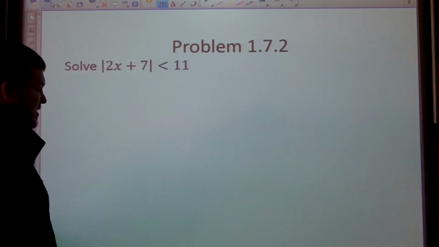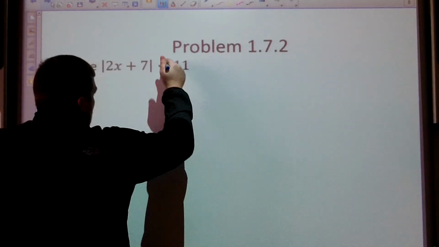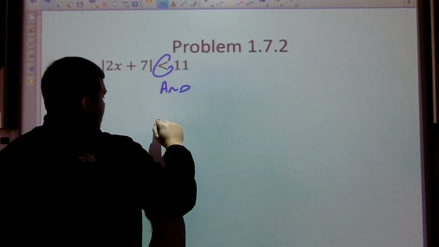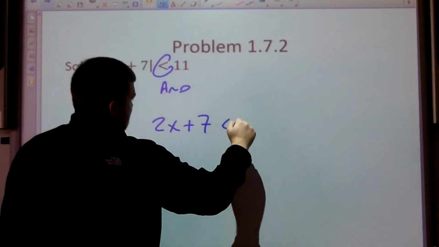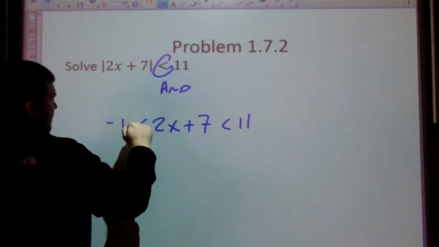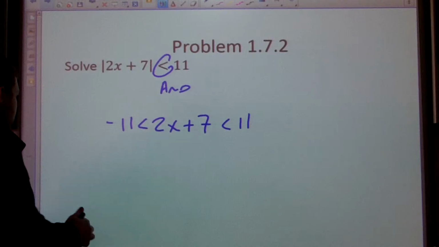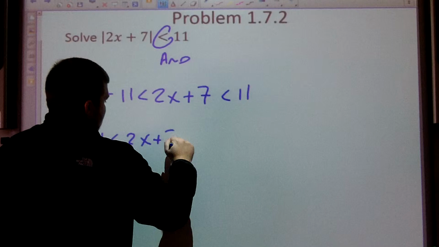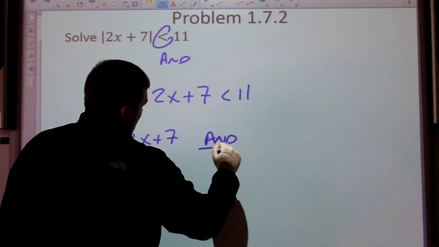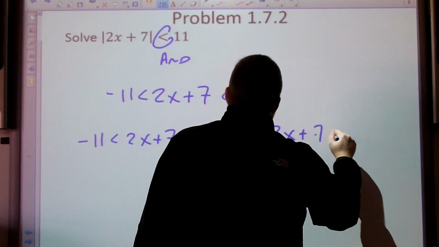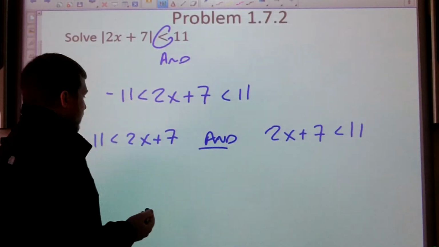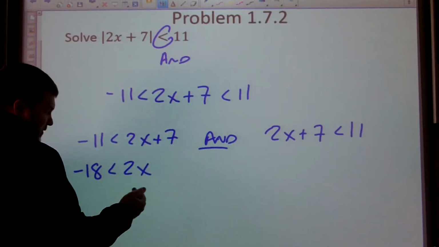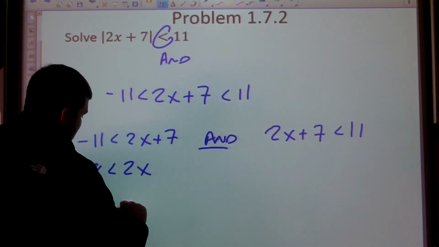Hey, we have less than, that means this is an and problem. So that's an and. So I'm just going to write my inequality now. So 2x plus 7 is less than 11 and greater than negative 11. Now I'm going to split it up into two inequalities like we've done before. So negative 11 less than 2x plus 7. Subtract 7 from both sides. So negative 18 less than 2x, divide by 2. So negative 9 less than x.